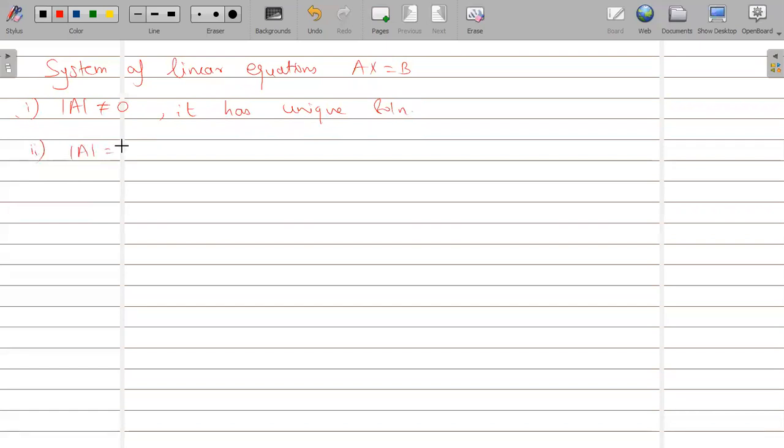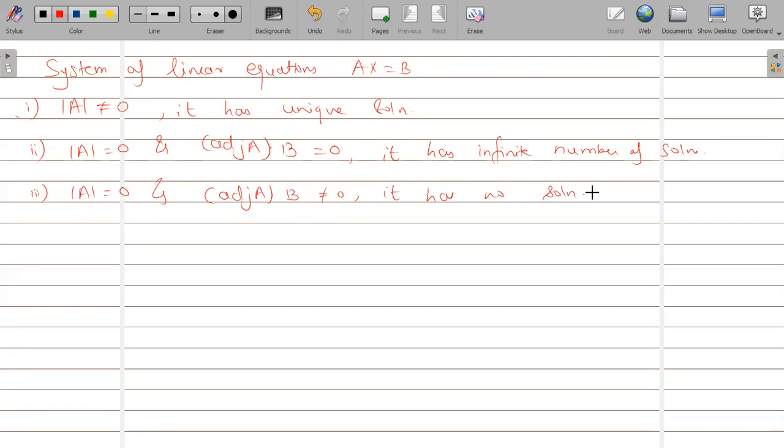If determinant of A is 0 and adjoint of A into B is 0, we'll say it has an infinite number of solutions. And if determinant of A is 0 and adjoint of A into B is not equal to 0, it has no solution. Understood? Yes, sir.